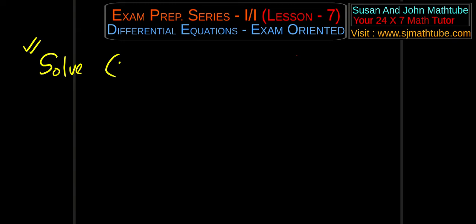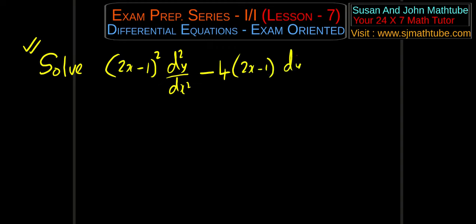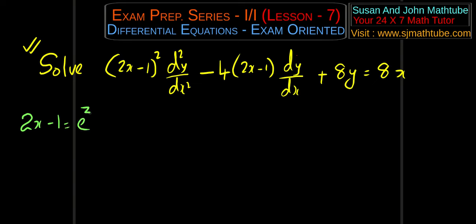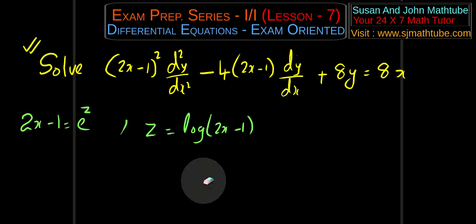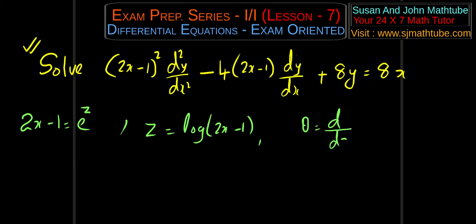Solve the differential equation. 2x minus 1 the whole square d square y by dx square minus 4 into 2x minus 1 dy by dx plus 8 into y is equal to 8 into x. So the method is similar, analogous. So you put 2x minus 1 equal to e power z. So z will be equal to log 2x minus 1. To be honest, we had to write ln 2x minus 1 or log 2x minus 1 to the base e. But in most of the books I saw, which is related to your university, they write just log 2x minus 1. And we set theta is equal to d by dz, just like Cauchy Euler.